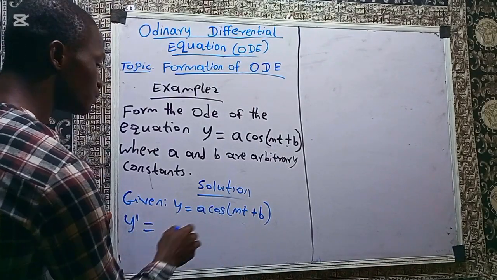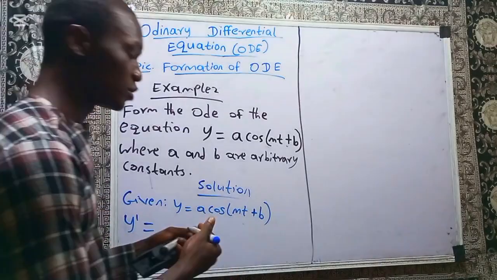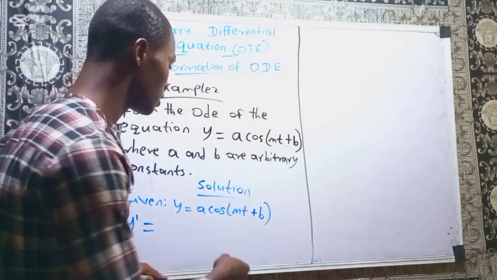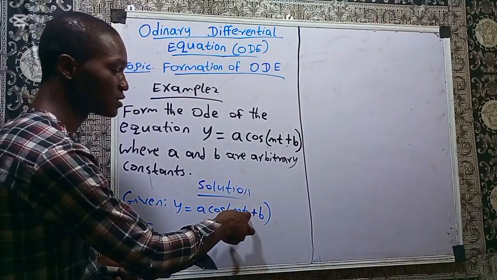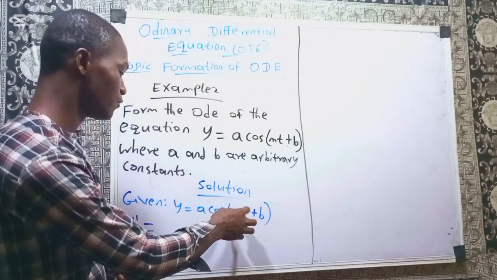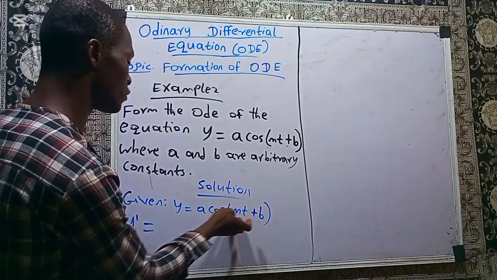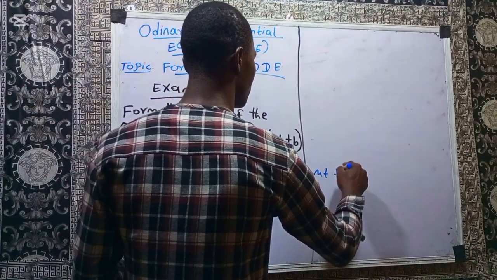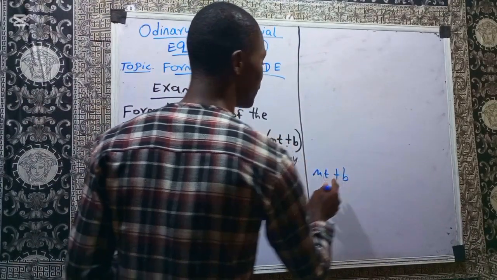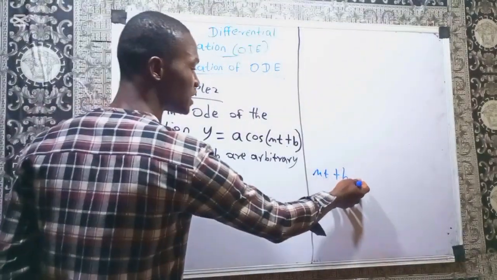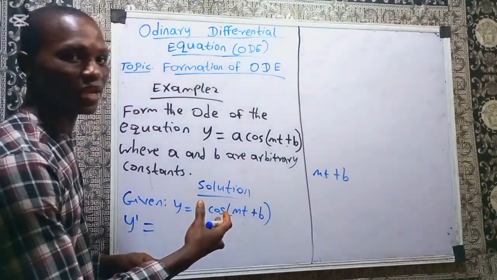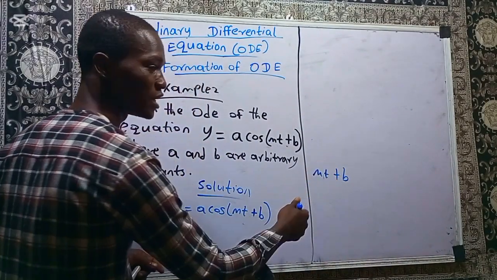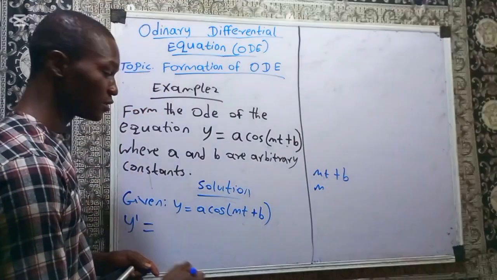So this will be equal to your chain rule, right? Chain rule of differentiation. You are going to differentiate what is inside, right? If you differentiate the angle of cosine, what do you get? If you differentiate mt plus b, remember you are differentiating with respect to t. If you differentiate b, which is a constant, they told you that b is an arbitrary constant, you get 0. If you differentiate mt with respect to t, you get what? m, right? You get m.